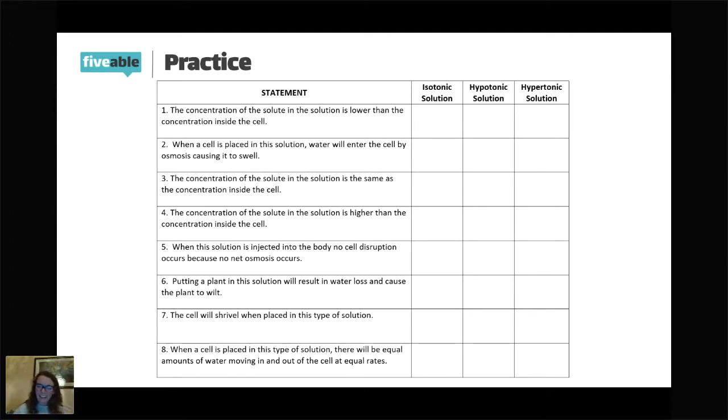Hyper, good catch there. So that's going to be hypertonic, because water is leaving. Remember, when you're hyper, you run outside. So if you water your plants with salt water, my students have done this as an experiment, water will actually leave and that plant will shrivel, okay? So hyper, because water's leaving. 7, the cell will shrivel when placed in this type of solution.